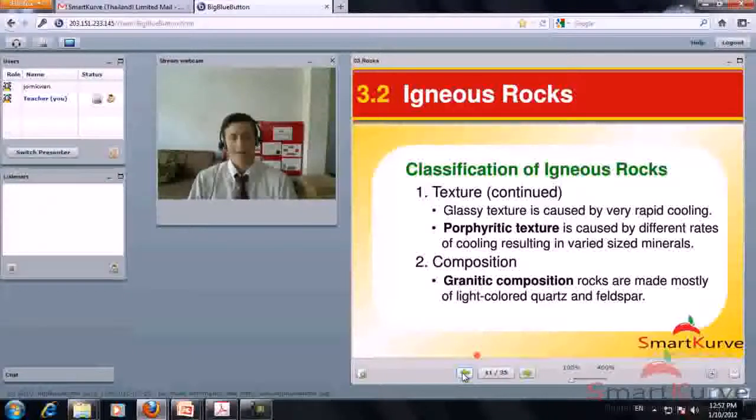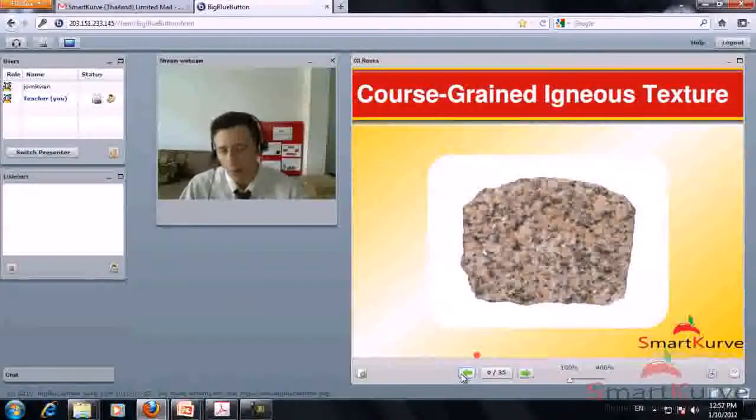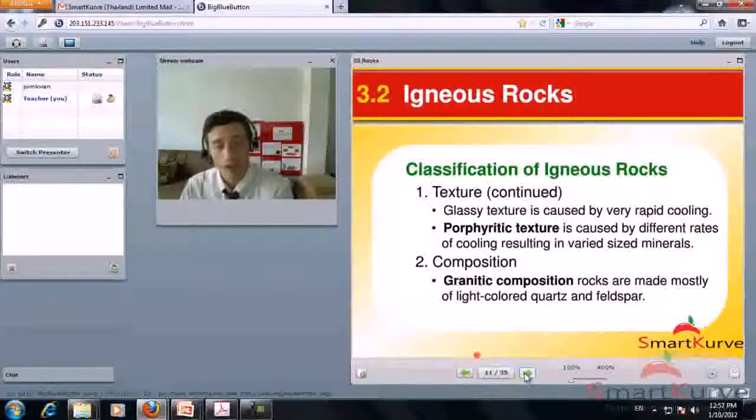So if we have a rock sample with many different sized particles, some parts kind of glassy, some parts fine-grained, some parts of it coarse. So we've got glassy, fine, and coarse all together because parts of it cooled very quickly and parts of it cooled very slowly. That's called porphyritic texture.